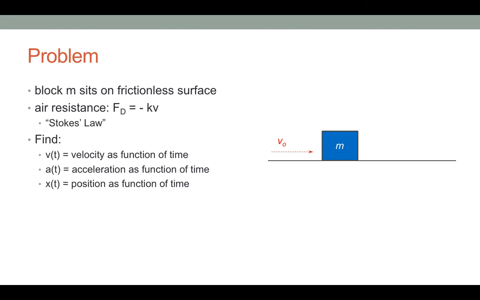It'll be affected by air resistance, and air resistance will follow what is known as Stokes' law, and that simply means that the force of air resistance will be directly proportional to the velocity and in the opposite direction. And what we're going to do is find the velocity, acceleration, and position of the block as functions of time.